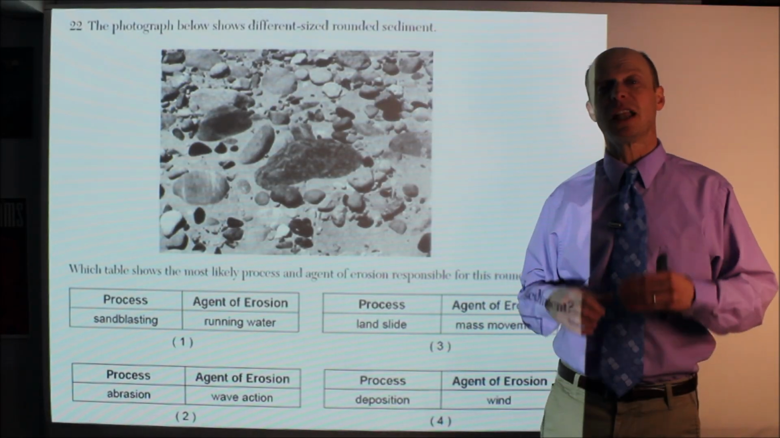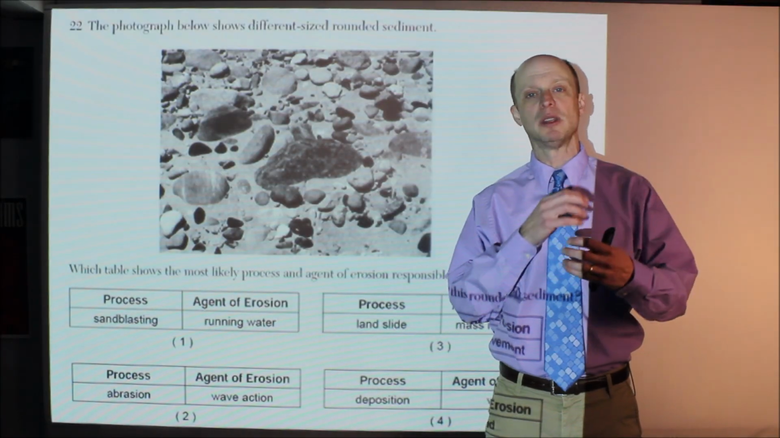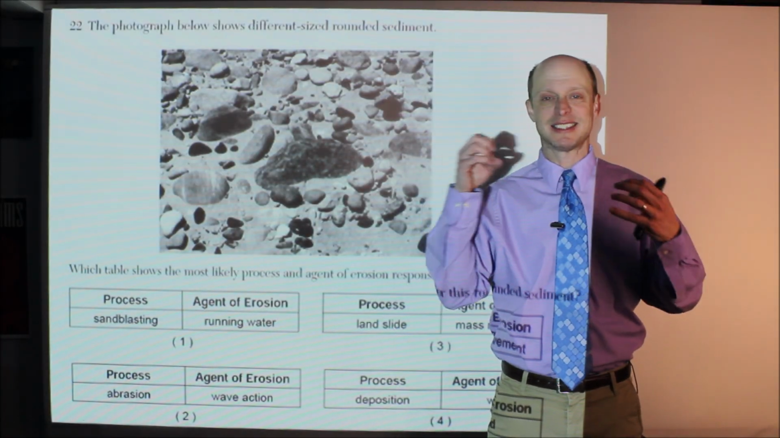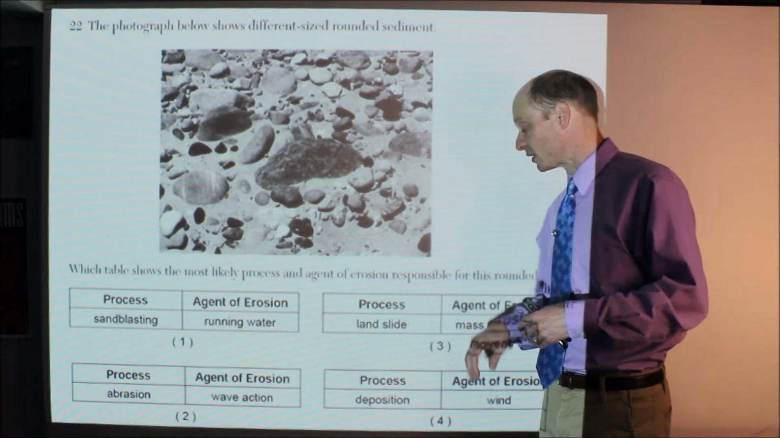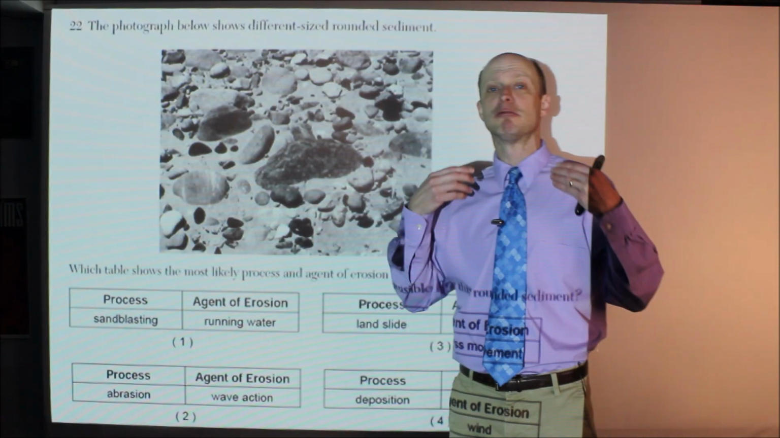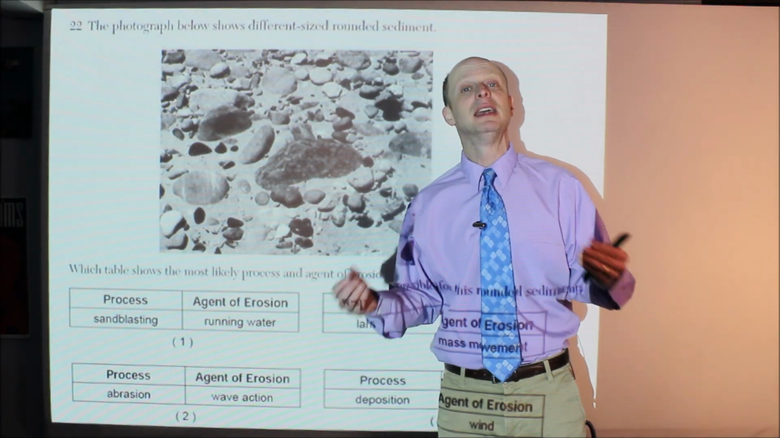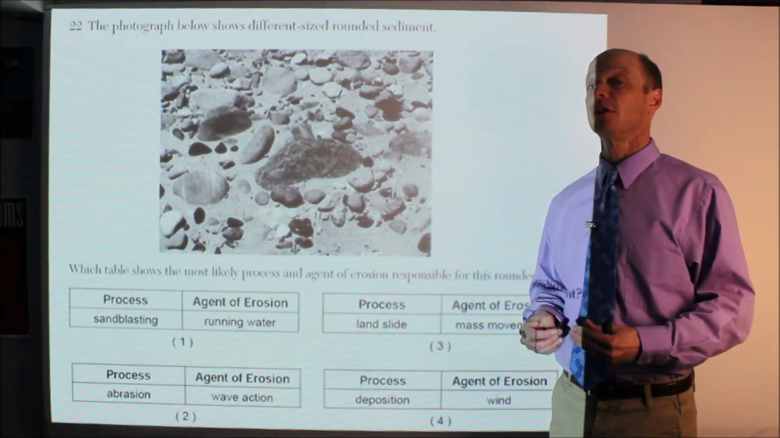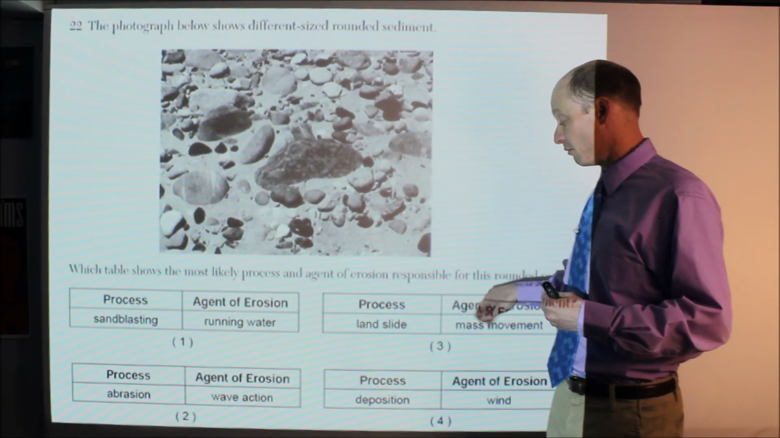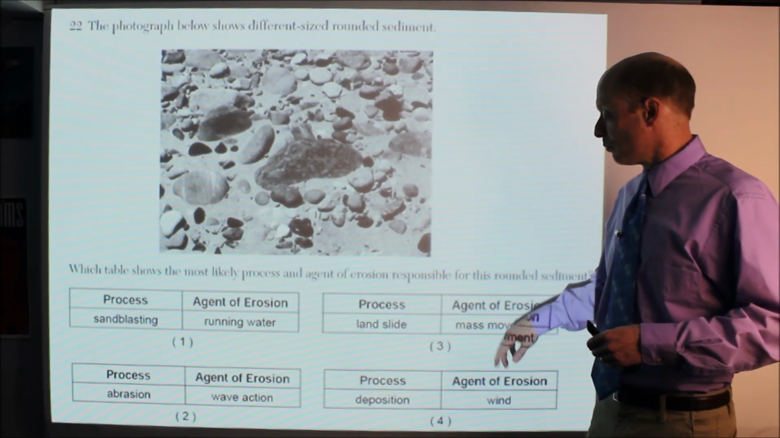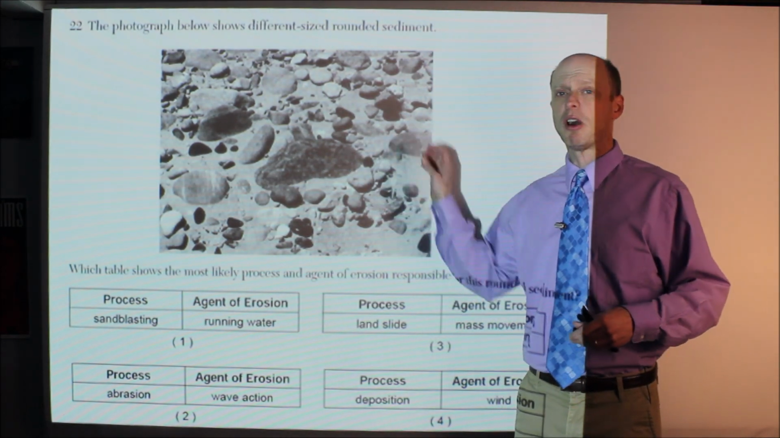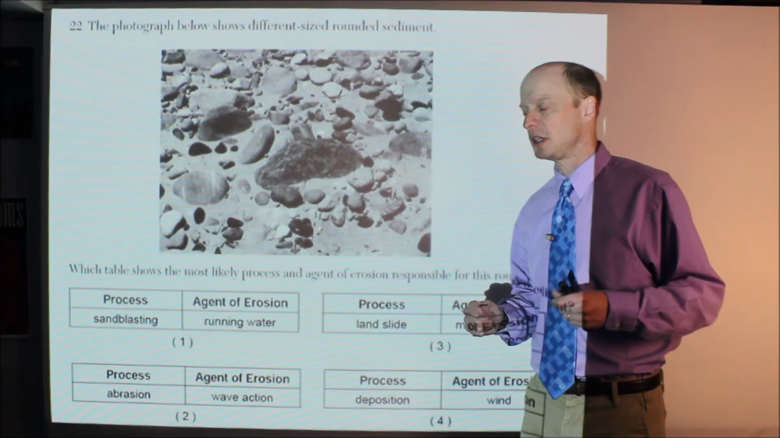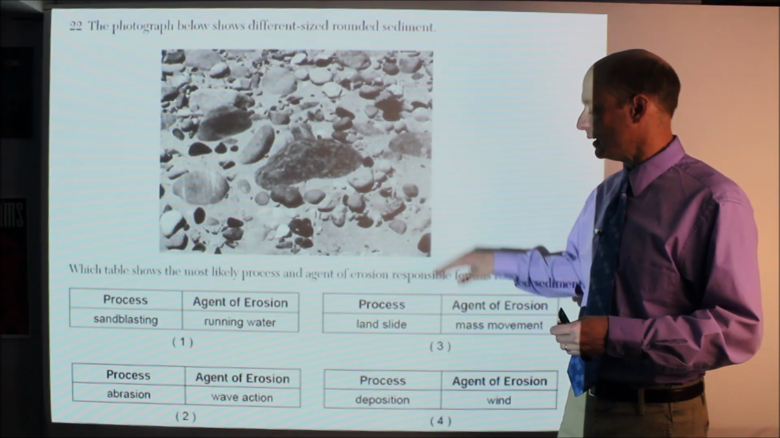For rounded sediments, you need a lot of abrasion: rocks tumbling, rolling into other rocks, sand hitting them for a long period of time. A lot of that needs to happen to round rocks. When you have a landslide, maybe rocks will only fall a few hundred feet. The landslide has angular sediment, so it's not choice 3. Choice 4, process deposition and wind erosion. Well, deposition doesn't cause the rounded nature of it. It's a little confusing, but that's not it.